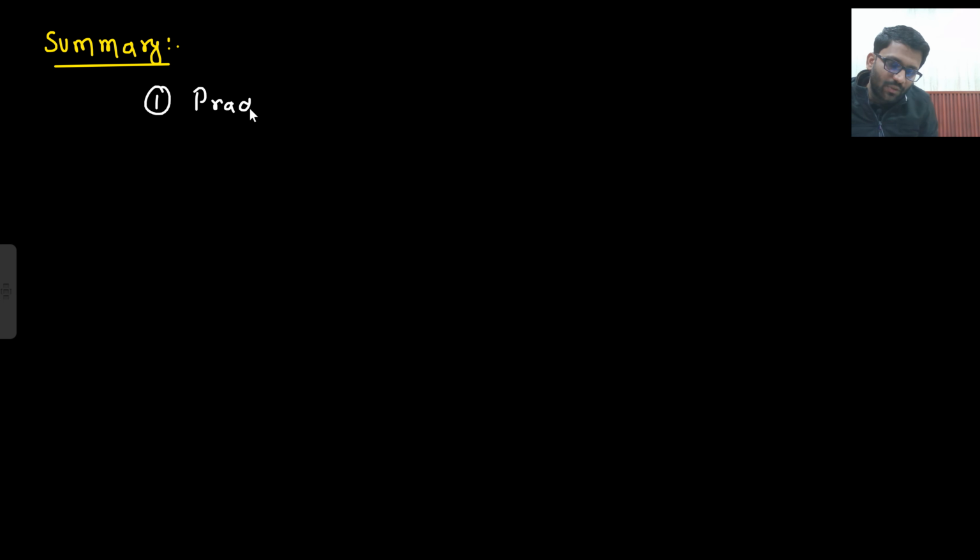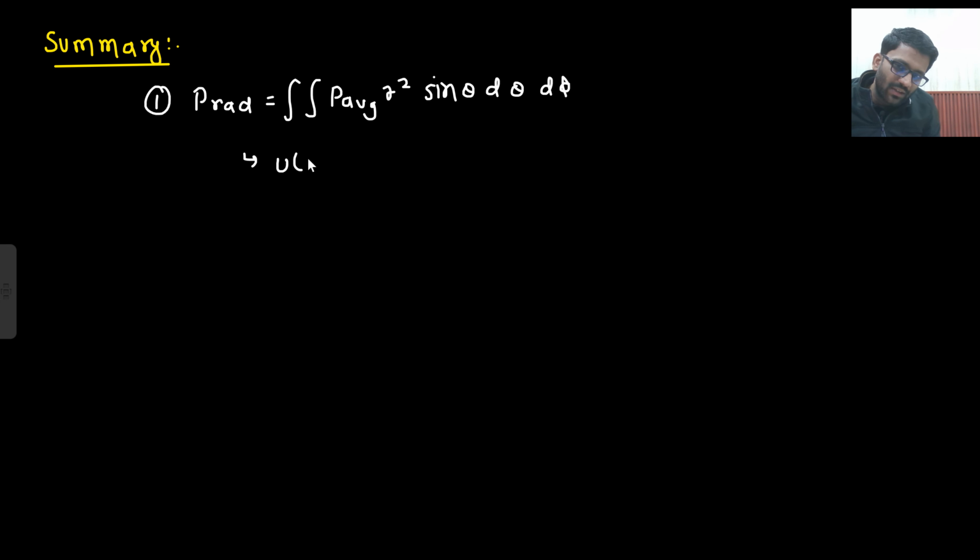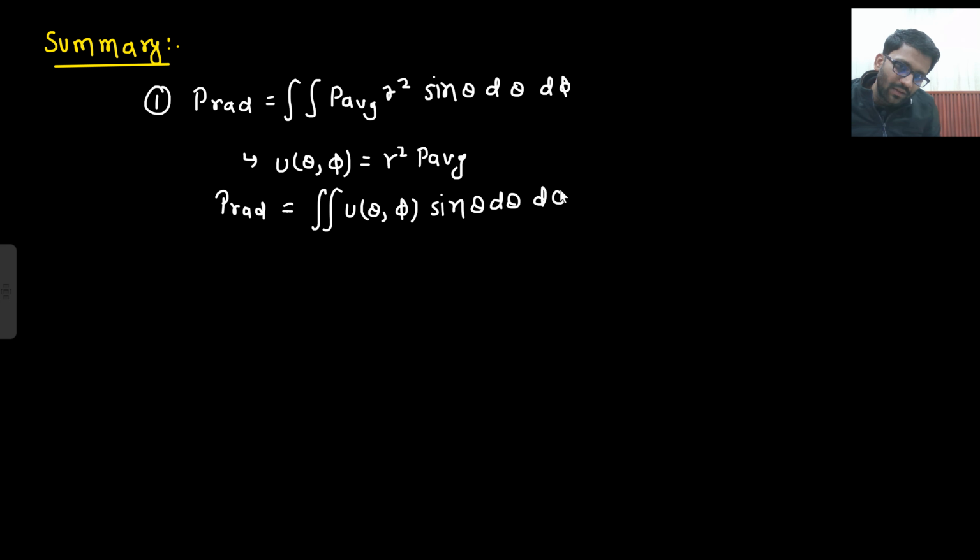The first thing is your P radiated. From here you need to start. P average into r square sin theta d theta d phi. There you go. From here what you get to know is that u theta comma phi is r square into P average. So from here P radiated you can write down as integral of u theta comma phi sin theta d theta d phi.